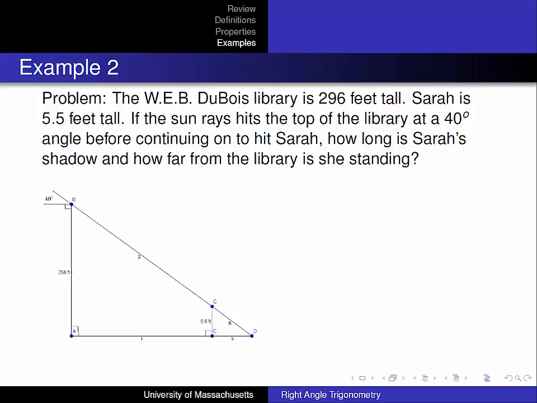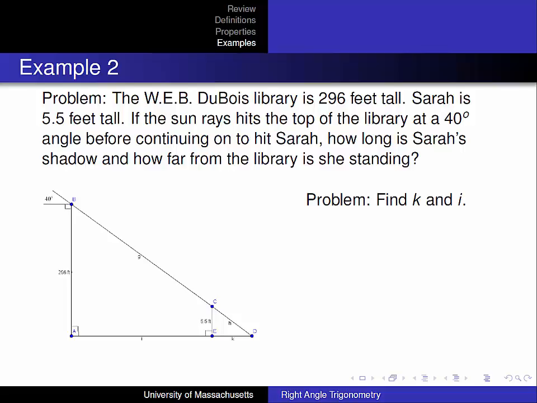So if the problem is asking us how long is Sarah's shadow, well, Sarah's shadow in this drawing is side K, or ED. And then how far is she standing from the library? Well, that is asking you to solve for side I, or side AE. So the problem, to summarize it down, is asking you to find K and find I. Okay, so looking at this, you might not know exactly how to find K and I just to begin with.